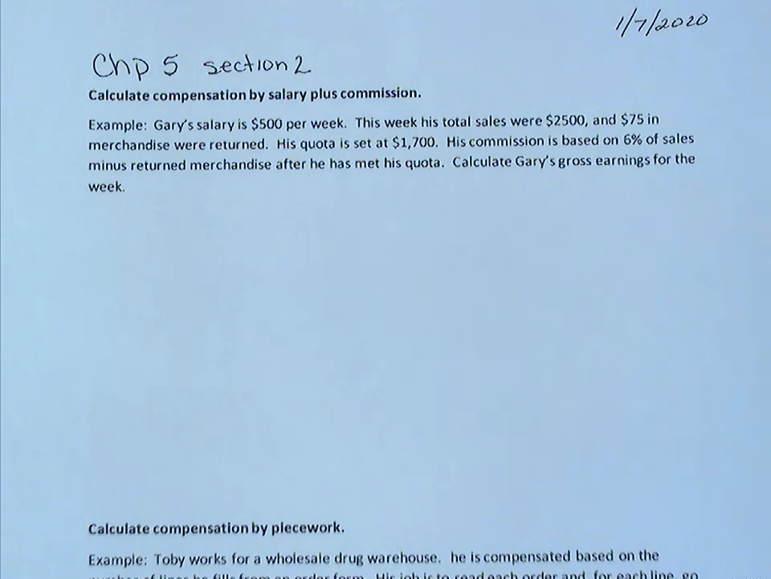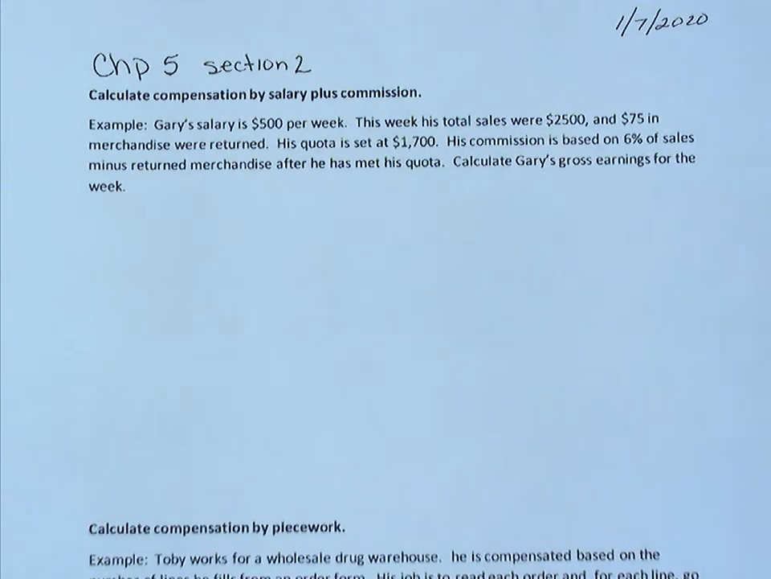Today we're going to look at finding gross pay for various compensation methods, specifically when you have commission and when you get paid by the piece. So in our first problem here, we have an example with Gary. Gary has a salary of $500 per week. That means no matter what, he gets $500. This week, his total sales were $2,500 and $75 in merchandise was returned.